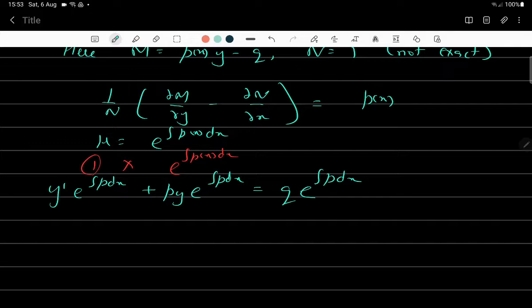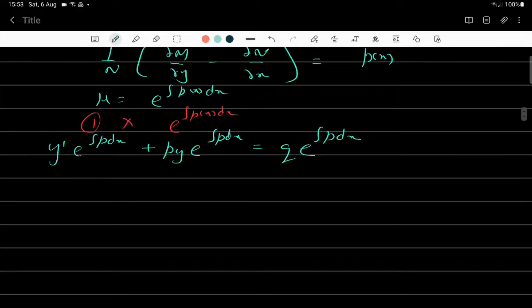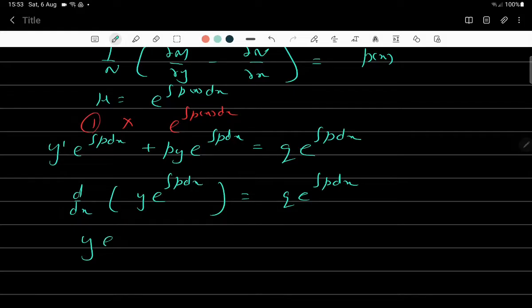I know how I can solve it, but it can be easily solved using the concept of inspection, because if you see the left hand side, the left hand side is d by dx of y e raised to the power integration p dx, and the right hand side is this one. If I integrate both the sides, because I am looking for the value of y, so y e raised to the power integration p dx is integration q e raised to the power integration p dx plus c.